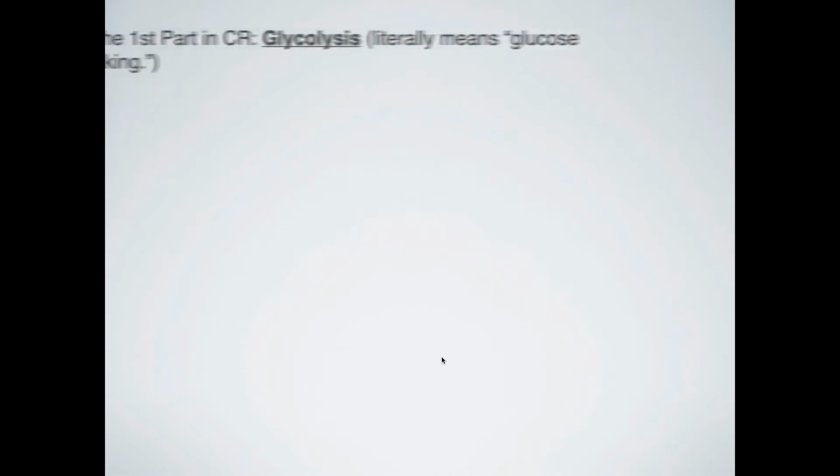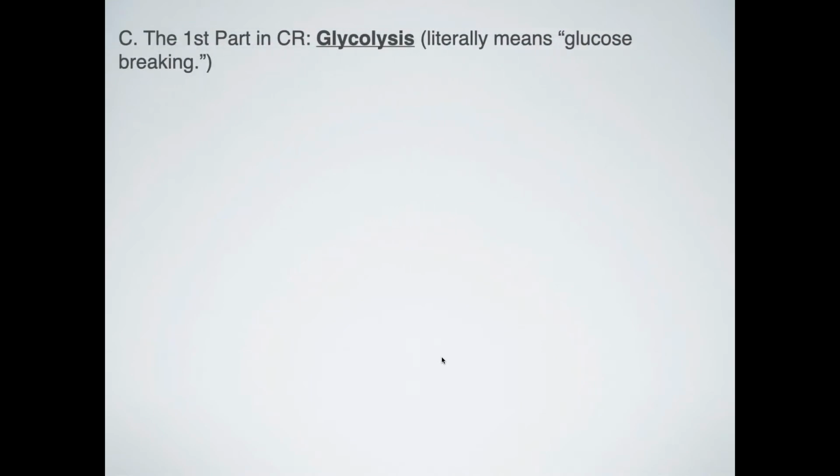All right, so what's the first step in cellular respiration? The first step or first part in cellular respiration is called glycolysis. So glyco means glucose, so sugar, right? Lyse or lysis means to break apart, to destroy. And so it literally means glucose breaking. So this takes place inside of the cytoplasm. This does not take place in the mitochondria itself. This is the only step that doesn't take place in the mitochondria. It takes place in the cytoplasm of the cell.